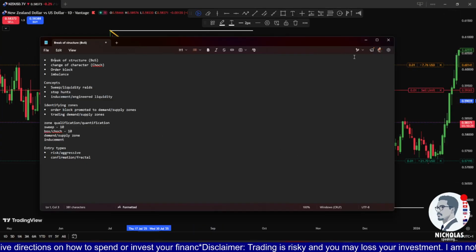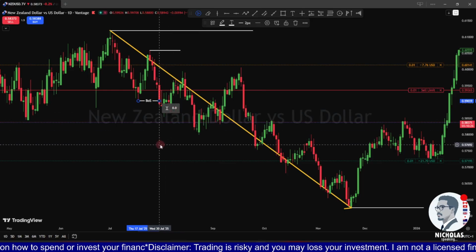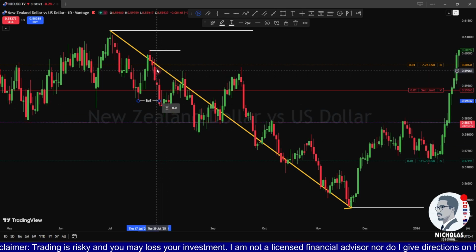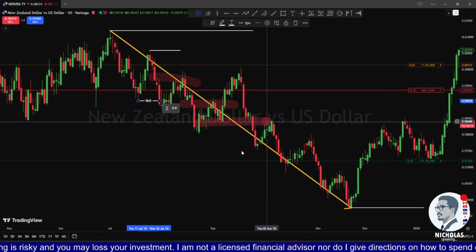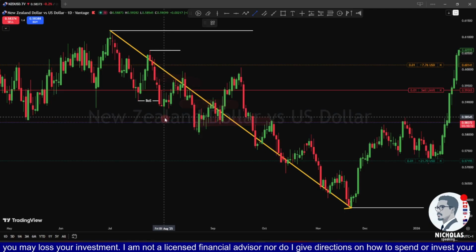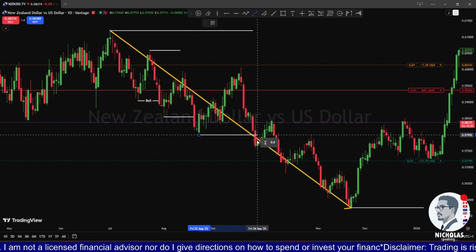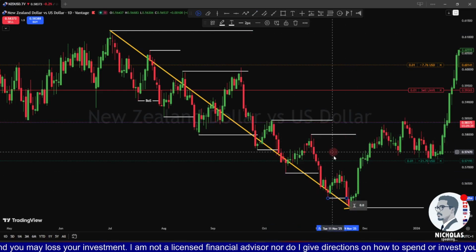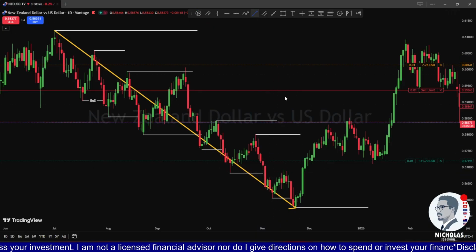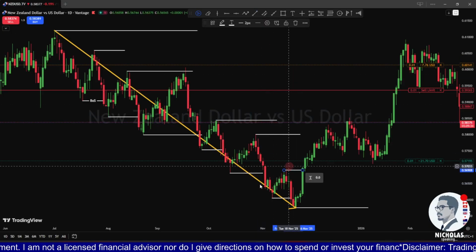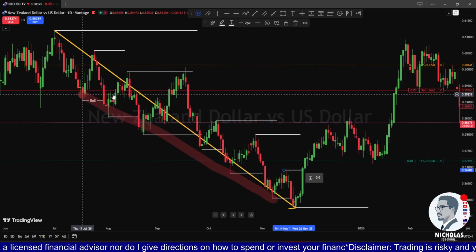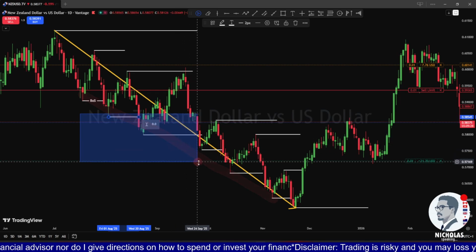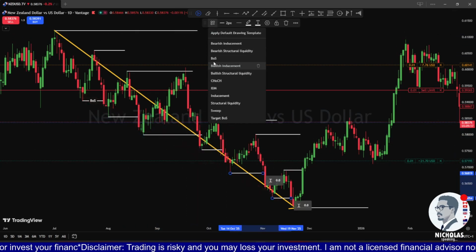Now, change of character. Change of character is basically a type of break of structure, but it's when you have a break of structure to the opposing direction of the last break of structure trend. So assuming you're monitoring all the break of structures that are happening on this chart, you're going to end up having something like this. Now, take a good look at this entire situation. We then have this break of structure, which is opposite to all the situation we see here. So you can see that all the situations we've been seeing are break of structures to the downside. They were all break of structures to the downside.